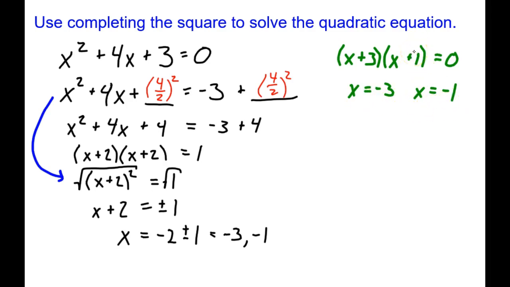Factoring would have obviously been the easier process in this case. We're just using a simpler example to go through the process of completing the square. That way when we get to more complicated examples, we can still use this process.